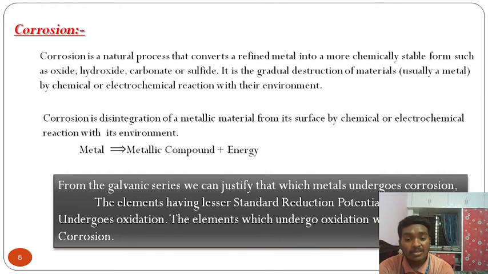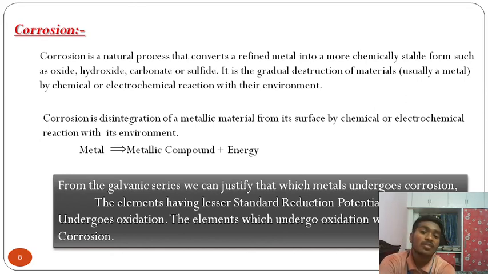The elements having lesser standard reduction potential value act as anode and undergo oxidation. The elements which undergo oxidation will definitely undergo corrosion. We can get rid of corrosion by corrosion control methods. We can paint, we can use the galvanizing process, we can use osmosis, reverse osmosis process, and we can use the ion exchange process to get rid of corrosion.